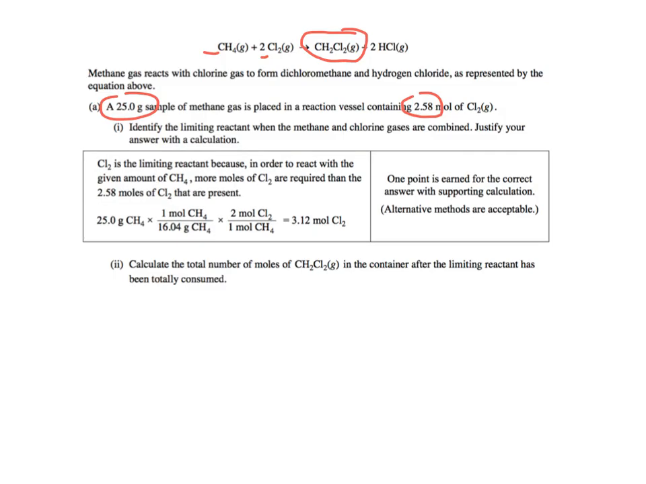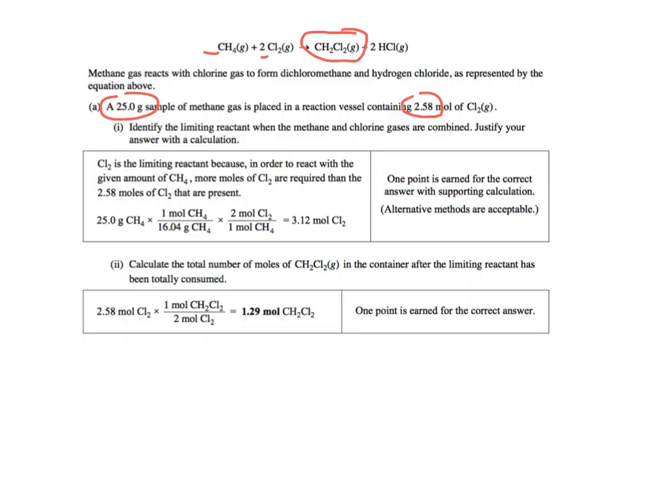So what they did in this problem is figure out basically how much Cl2 you would need to react with the 25 grams of CH4. So same sort of idea. And then finally, for the next part, you just find how much of the CH3Cl you can make with the limiting reactant. So this is the theoretical yield, just in moles, not in grams.